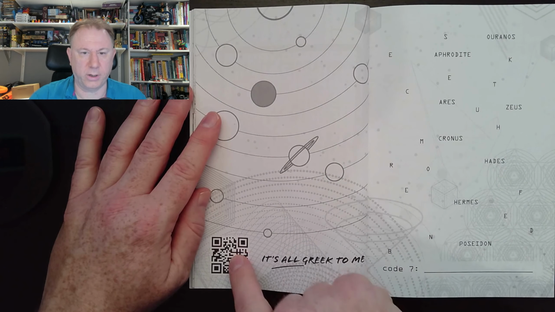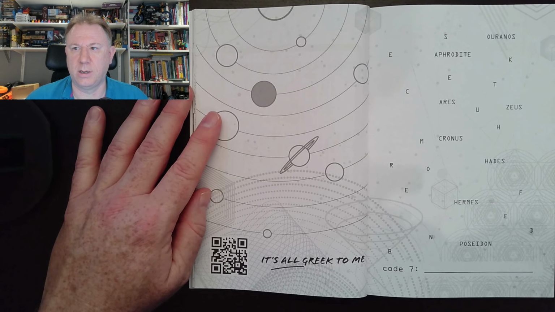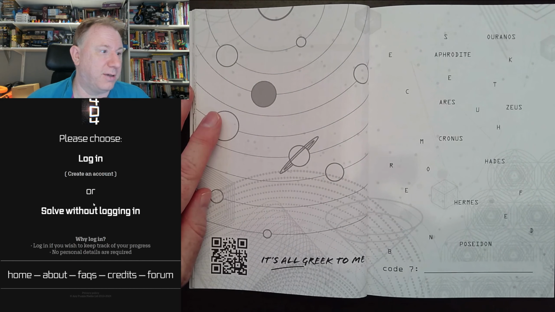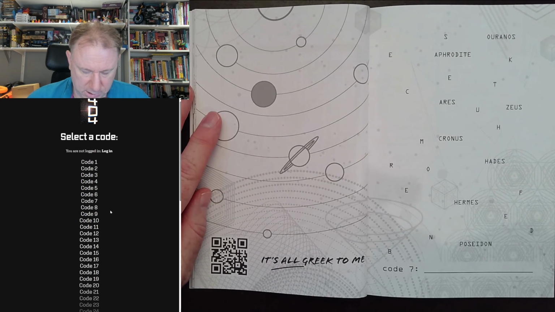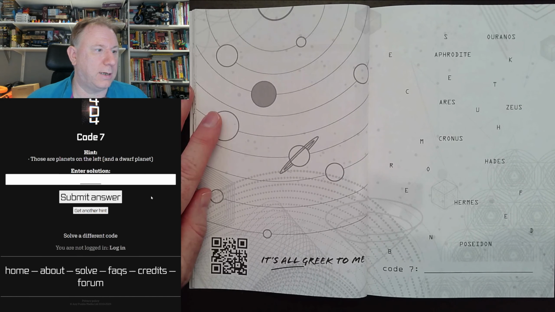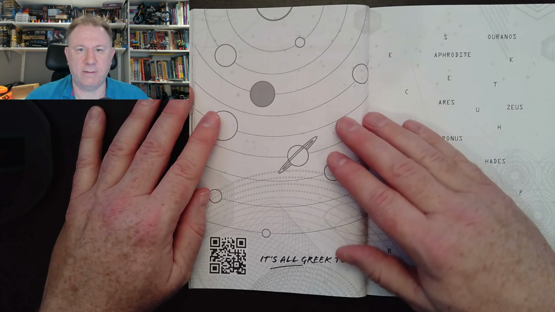And there's also here a barcode that just takes you to a website, which will look like this. Actually, in particular, it will take you to the code. This is code 7, so it will take you to this page if you scan that. We don't need that for now. That's where we're going to type our answer, but it does let you have hints if you aren't sure what to do. Here's a hint: those are planets on the left, and a dwarf planet. Well, there we go. So we'll get rid of that for now.